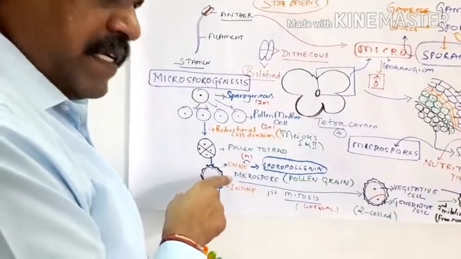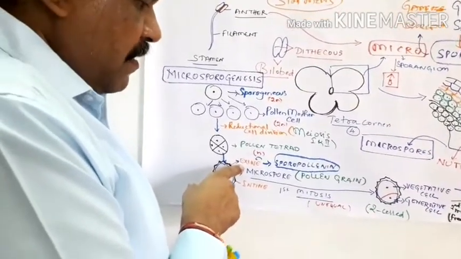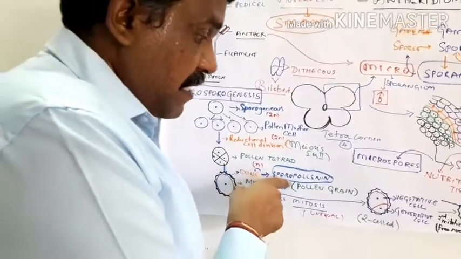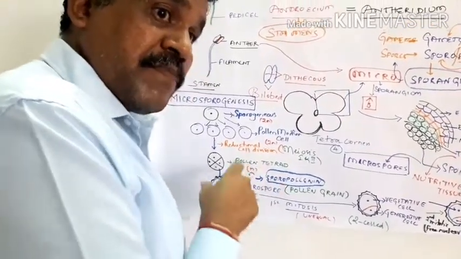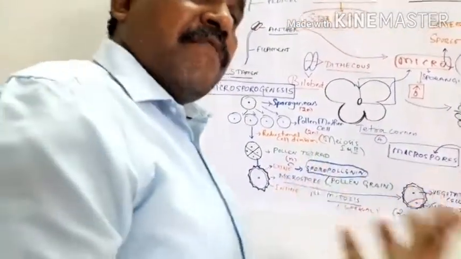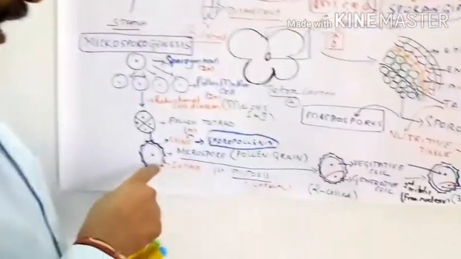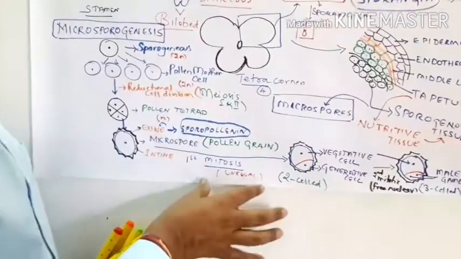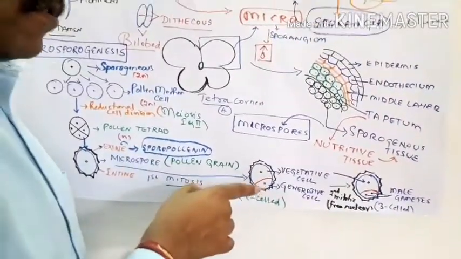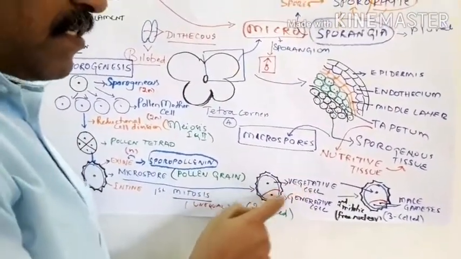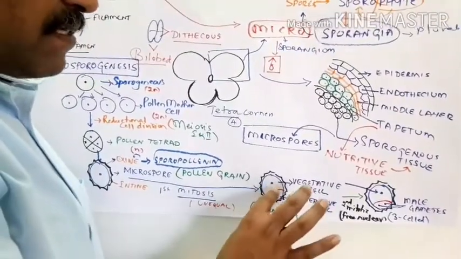It has two walls. The outermost layer is the exine. The exine is very hard because it has a chemical substance called sporopollenin. That is why it protects the microspore from very strong acids and alkalis, even high temperature. Now they proceed to the first mitosis, which is very unequal. So you have two cells here. The bigger cell is called the vegetative cell, the smaller cell is the generative cell. This is called the two-cell stage.